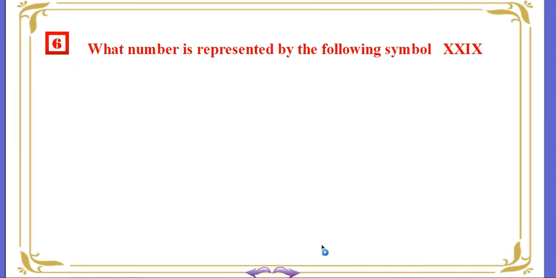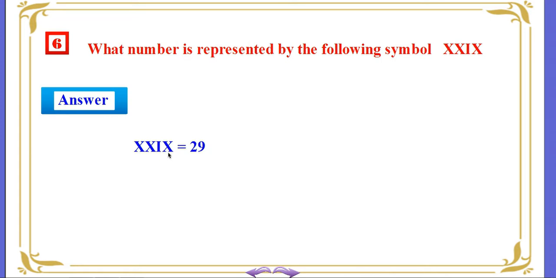What number is represented by the following symbol? This is the symbol for the Roman numeral X, which denotes the number 10. Then we have two tens, which is 20. And the symbol IX is the number 9. So the symbol is 29.